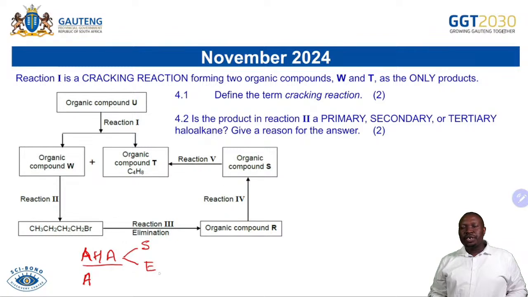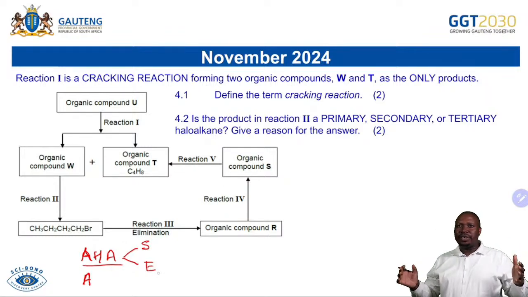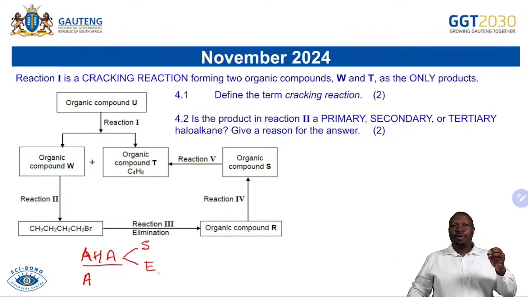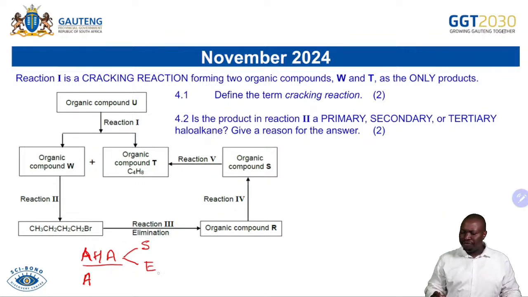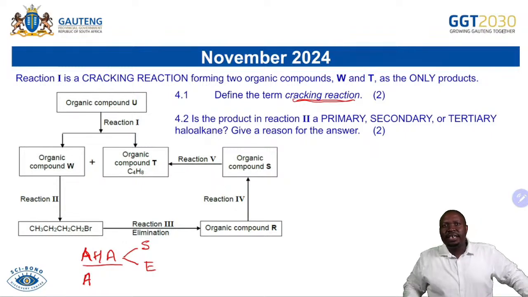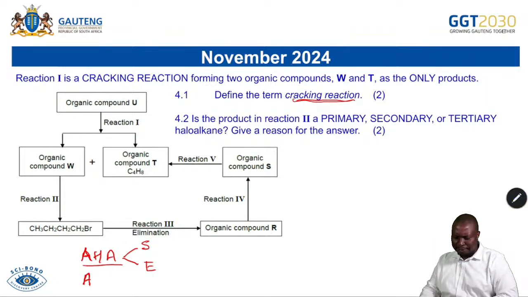Now, elimination includes cracking, which is a chemical process whereby large organic hydrocarbons are broken down into smaller, more useful molecules. That is what we refer to as cracking, which is the definition for 4.1 there, to say you must be able to define cracking. I think only 28% of learners last year were able to define cracking, and the majority of learners failed to. But I know that is not your story. You will define it, and you will define it correctly.